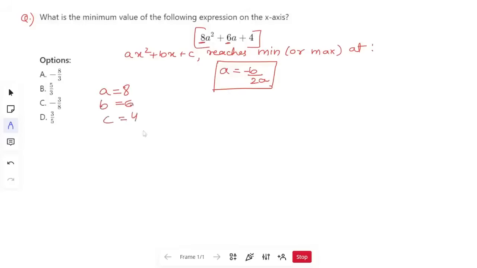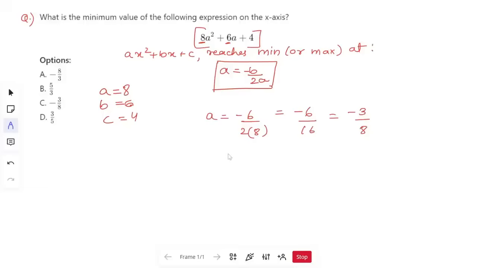B is 6 and c is 4. Now using this, we will substitute these values in our formula. So a is equal to minus 6 by 2 into 8, which is equal to minus 6 by 16, which is further equal to minus 3 by 8. Cancelling it out with 2 gives us this much. So we have got the value of a in this form.